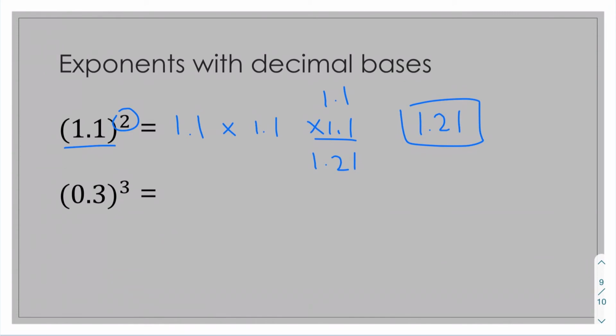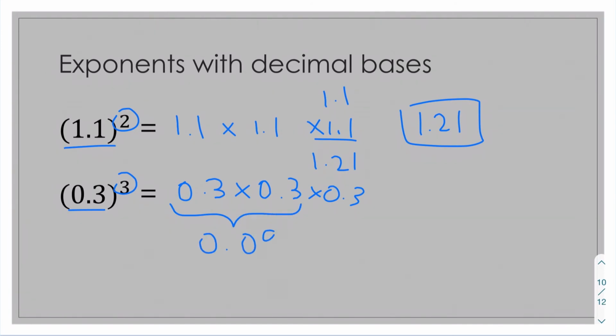For this, we have 0.3 to the 3rd power. 0.3 times 0.3 times 0.3. You might say, hey, this is kind of difficult to do. Well, like we said before, let's split this up. What is 0.3 times 0.3? Well, that's just 0.09. And then what is 0.09 times 0.3? That is just 0.027. So that must be the answer.